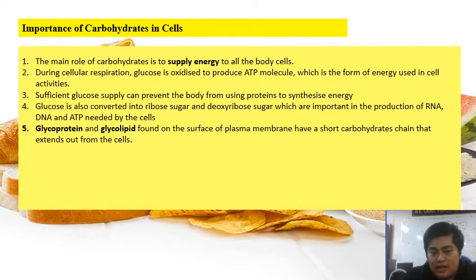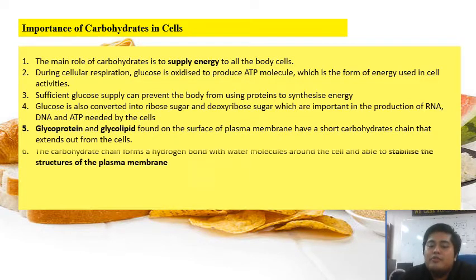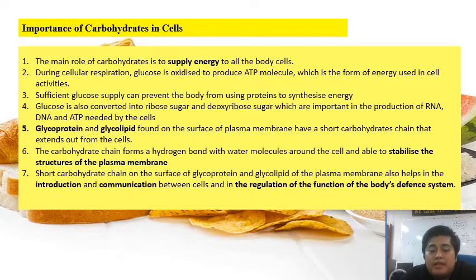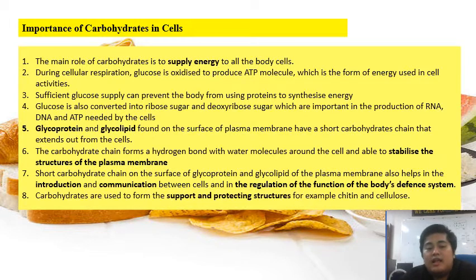So glycoprotein and glycolipid pula jumpa dekat mana? Jumpa dekat plasma membrane. Have a short carbohydrate chain on the top of it to extend out from the cell. So the carbohydrate chain forms a hydrogen bond with the water molecules around the cell and is able to stabilize the structure of the plasma membrane. So short carbohydrate chains on the surface of glycoprotein and glycolipid of the plasma membrane can also help in the introduction and communication between the cells.